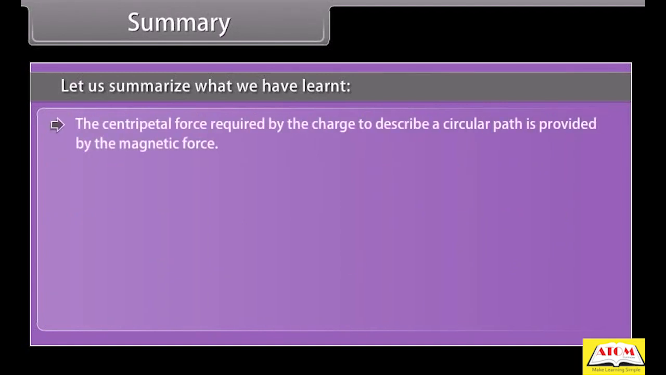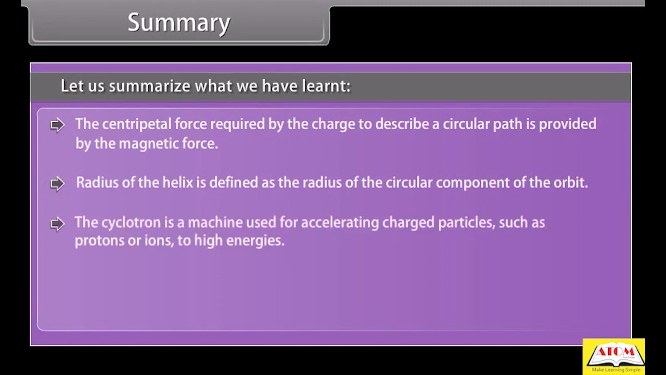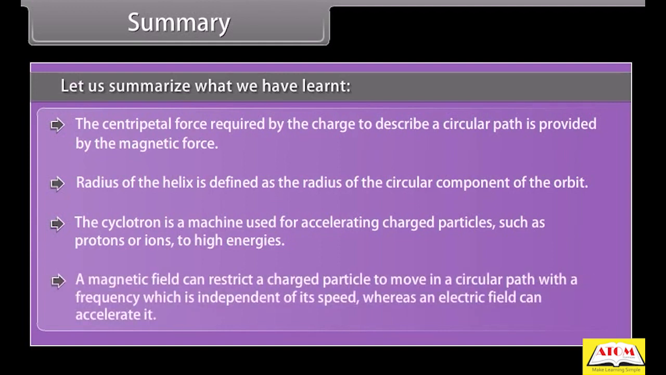The centripetal force required by the charge to describe a circular path is provided by the magnetic force. The radius of the helix is defined as the radius of the circular component of the orbit. The cyclotron is a machine used for accelerating charged particles such as protons or ions to high energies. A magnetic field can restrict a charged particle to move in a circular path with a frequency which is independent of its speed, whereas an electric field can accelerate it.